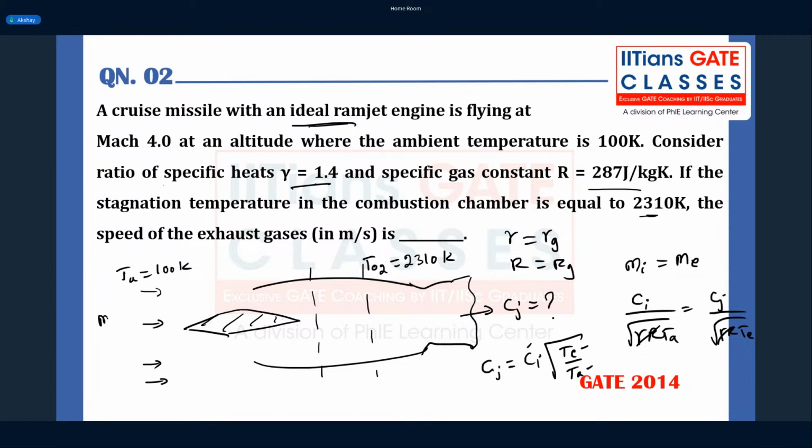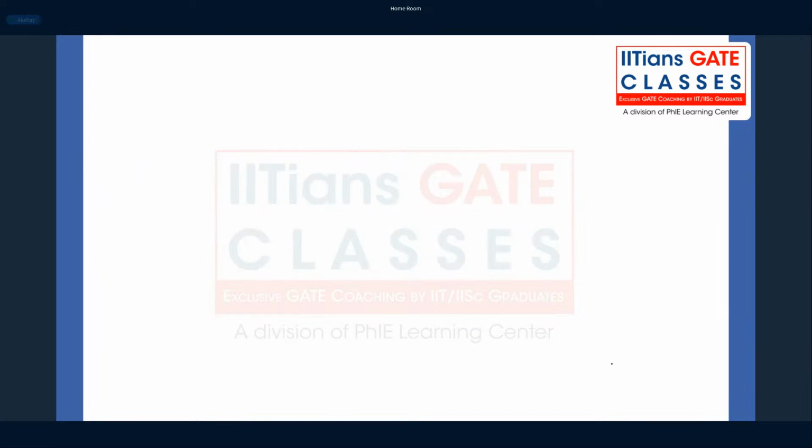Ci we can easily calculate because the inlet Mach number is given to you, that is 4. So if Mi is equal to 4, Mi is nothing but Ci divided by root of gamma R Ta. From here I can calculate Ci. So Ci can be written as Mi times root of gamma R Ta. So I can replace over here. And similarly, Te, how do you calculate Te? I can write Ci is equal to Mi times root of gamma R Ta.